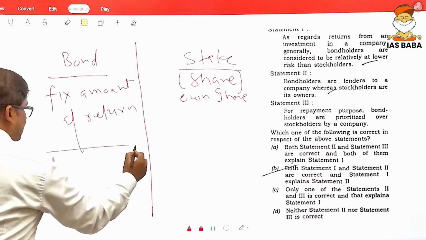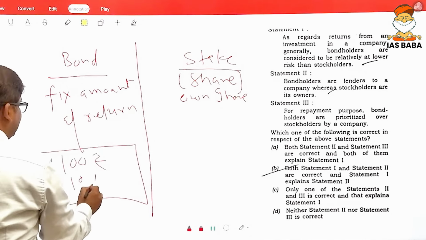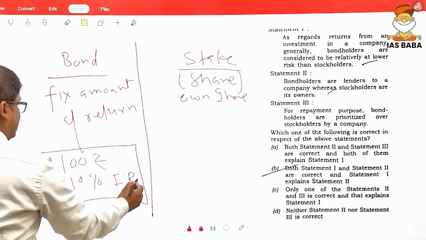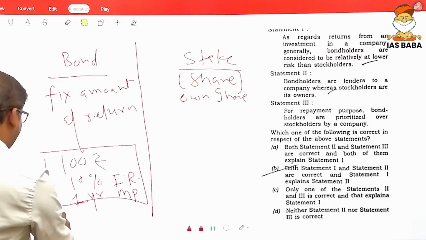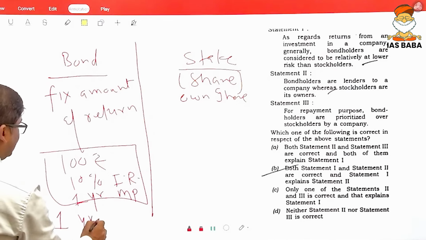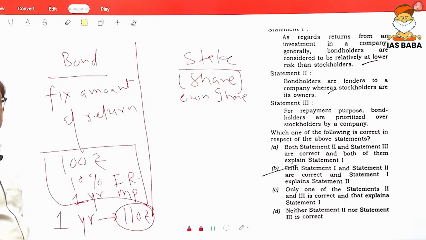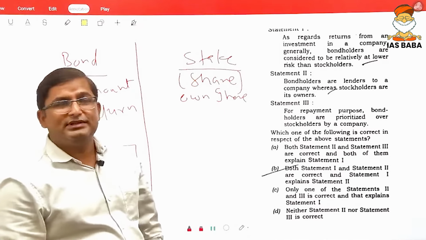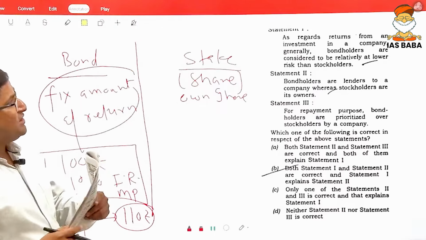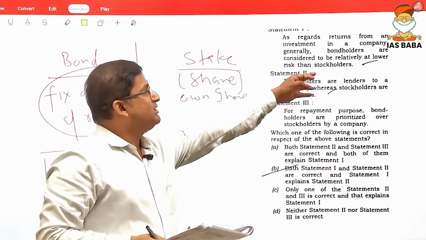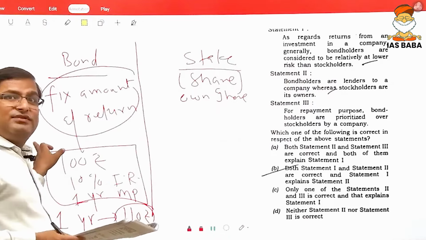For example, this is a bond of 100 rupees and this bond is giving 10% interest rate, and suppose that its maturity period is 1 year. So after 1 year, the bondholder will automatically get 110 rupees. It doesn't matter whether the company is in profit or in loss. That is the nature of a bond. A bond always gives a fixed amount of return. So statement 1 is correct. The bondholders are considered to be at relatively lower risk. Their risk is very low.